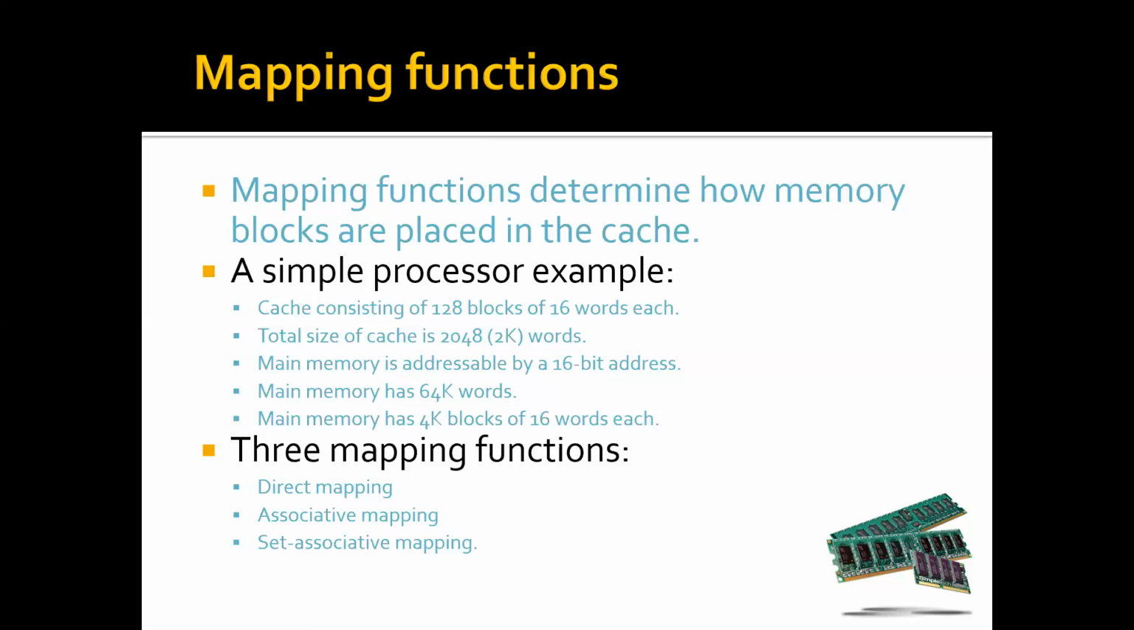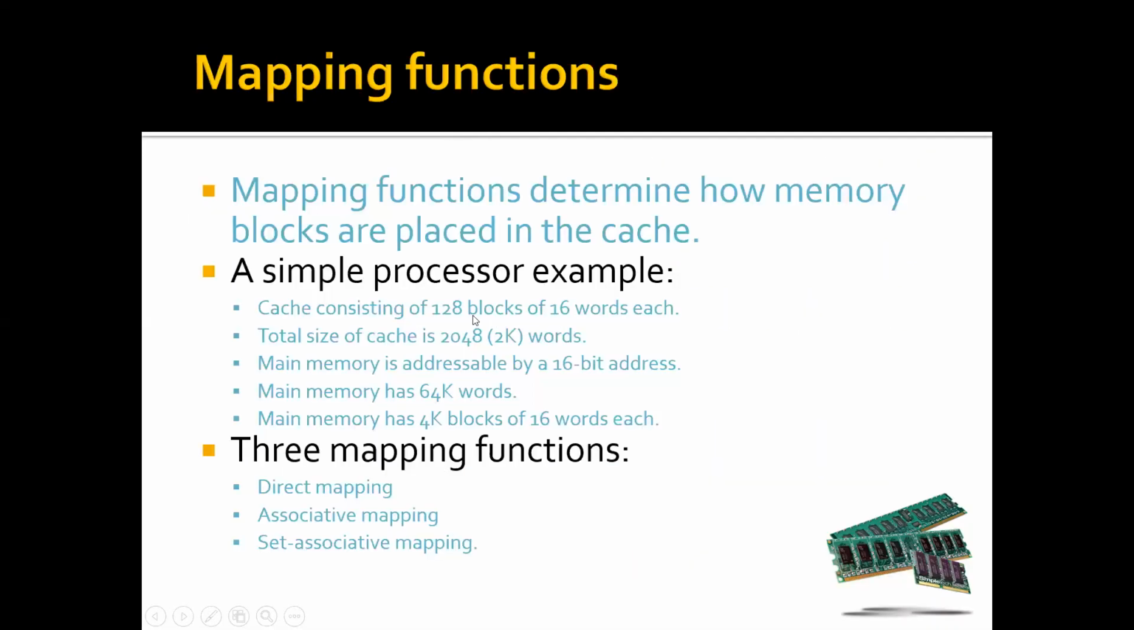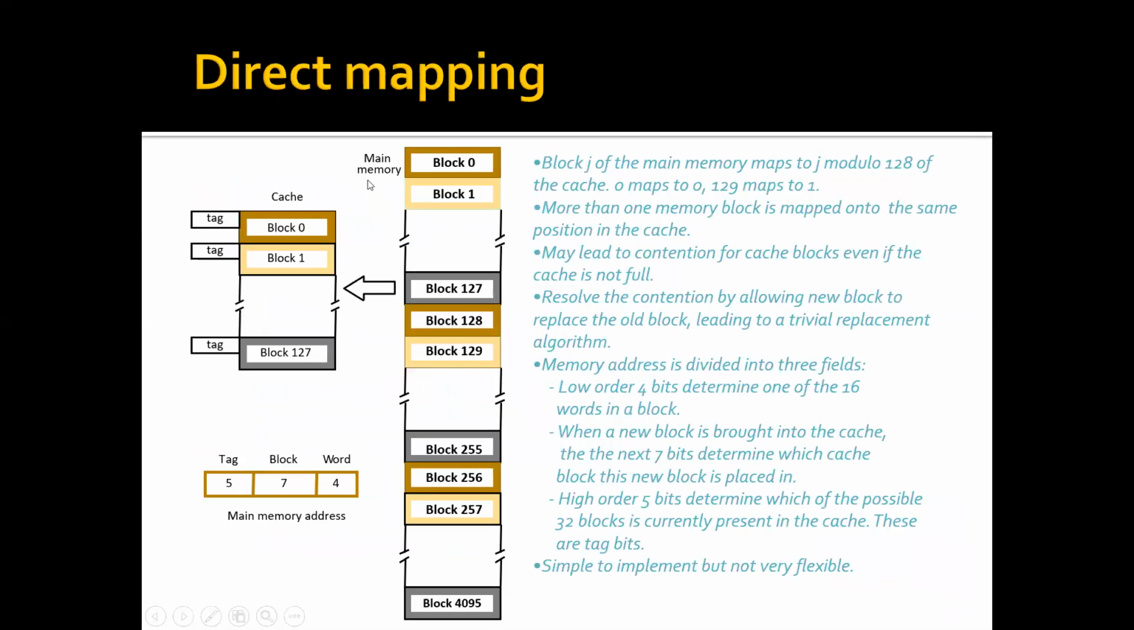So 64K is the total size of the main memory. 64K is 2 to the power 16. Each block has 16 words, 2 to the power 4. So 2 to the power 16 divided by 2 to the power 4 gives you 2 to the power 12, which is 4096. So if we start from 0, it is up to 4095. We have 128 blocks in the cache memory, so it is block 0 to block 127.